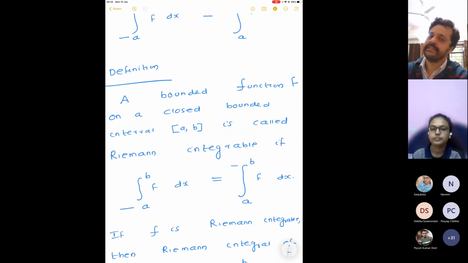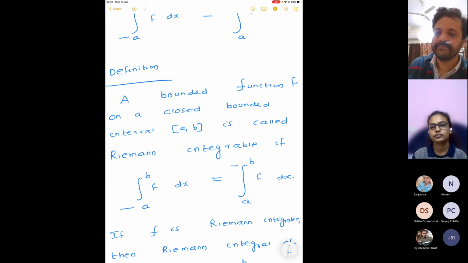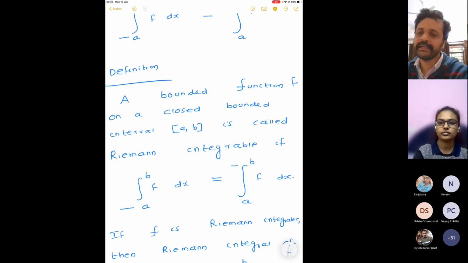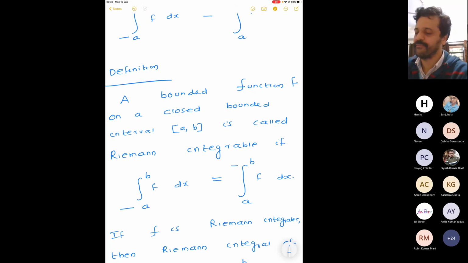So I will stop with this. Now we will see some nice properties of the Riemann integral, but more than nice properties, what we are interested in is, can you tell me, just for my satisfaction, what are all the deficiencies? Because that is the motivating factor for Lebesgue to come up with his idea.